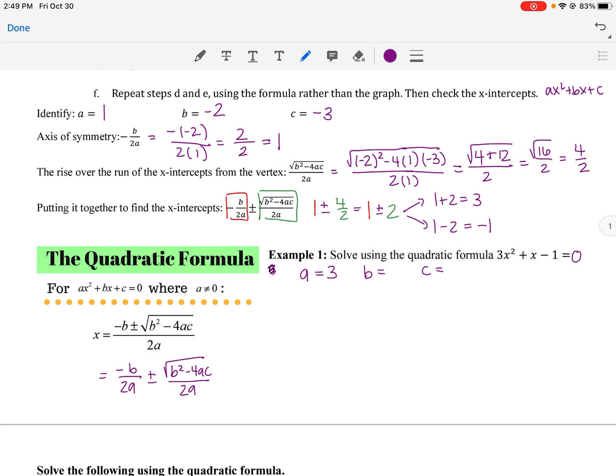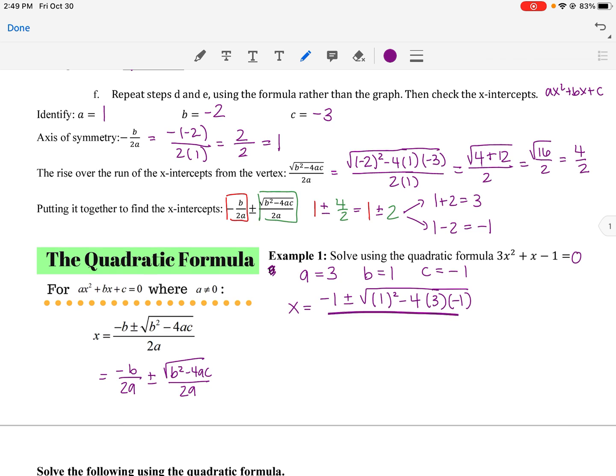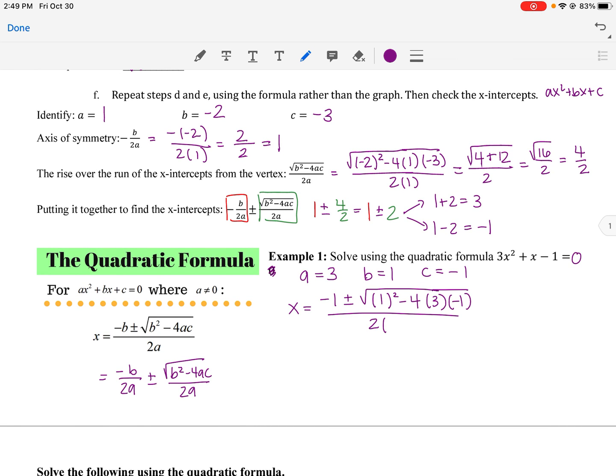So A is 3, B is 1, and C is -1. So we're doing x equals negative b, so it's the opposite of b. So it's a -1 rather than a positive 1, plus or minus the square root of b squared, so 1 squared minus 4 times a, which is 3, times c, which is -1, all divided by 2 times a, which is 3.